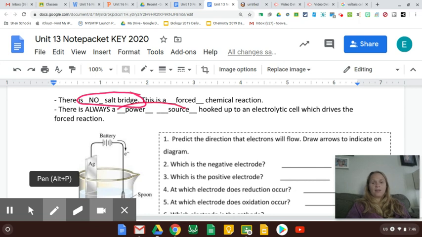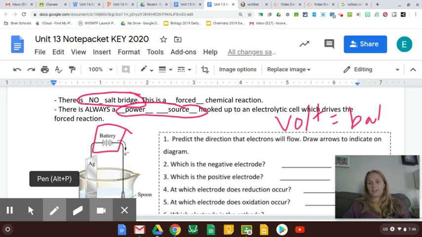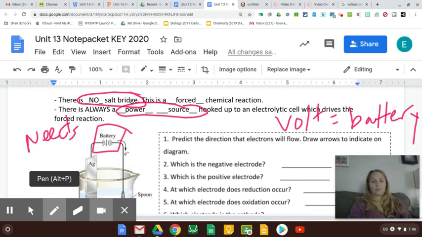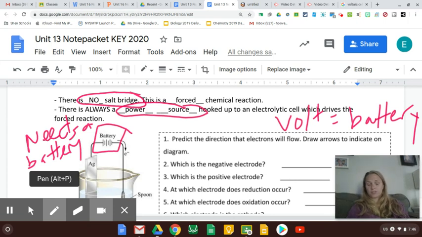And a big giveaway that you are looking at an electrolytic cell is that it has some sort of power source in it, whereas the voltaic cell is a battery. It provides us energy. An electrolytic cell basically needs a battery. It won't happen on its own. We need to make it happen in order to do some sort of chemical reaction. So the big things to know that you're looking at an electrolytic cell is that signs are flipped, no salt bridge, and there's a power source in there.